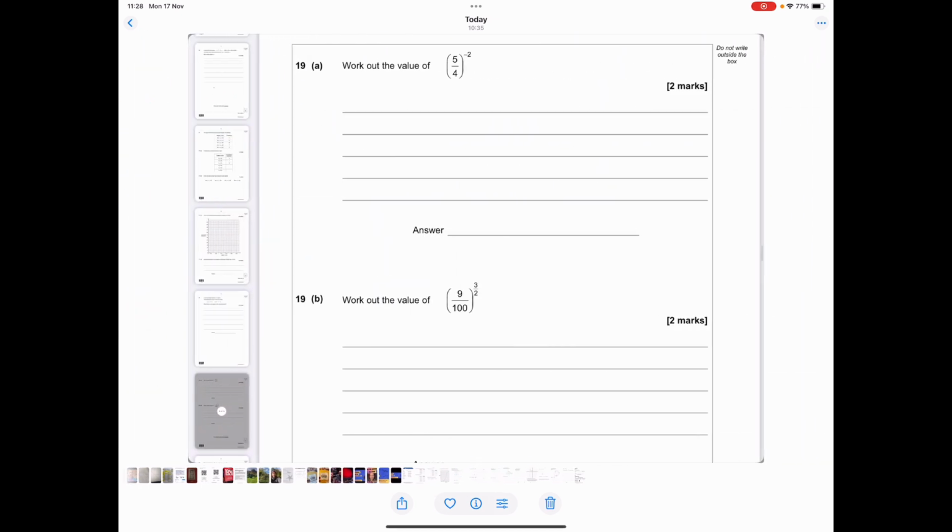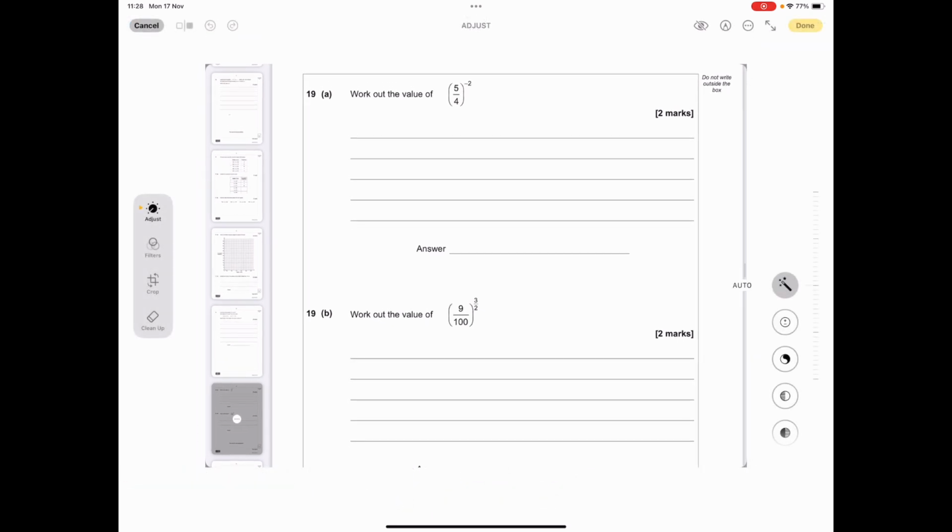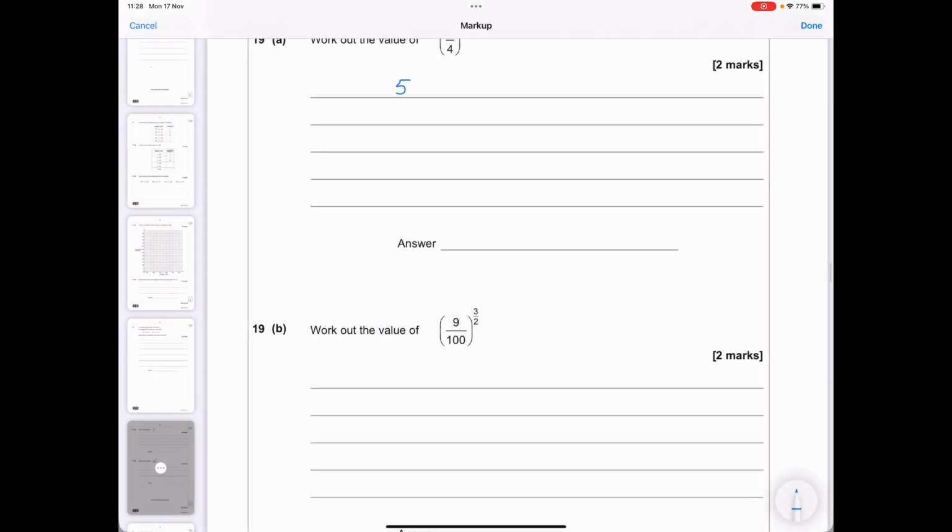And work out the value of 5 over 4 to the minus 2. Now, I would always separate this out when I'm doing this. So 5 over 4 to the 2 and then to the minus 1. So I'm going to square it, so that's 25 over 16. And now that's the minus 1, and that just means the reciprocal, or flip it. So that's 16 over 25.